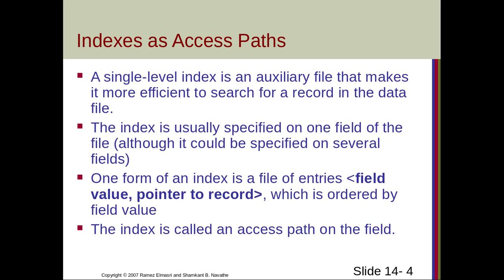Okay. Now, indexes as access paths. A single level index is an auxiliary file that makes it more efficient to search for a record in the data file. An index is usually specified on a field of the file, although it could be specified on several fields. One form of an index is a file of entries, field value and pointer to the record, which is ordered by the field value. The index is called an access path on the field.